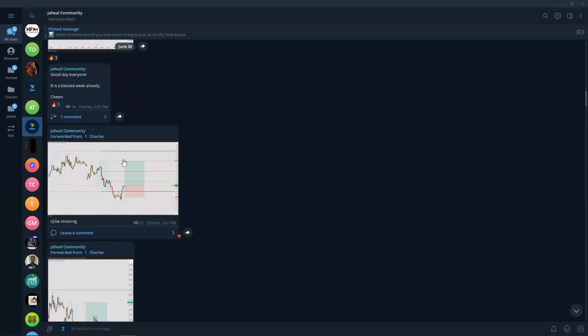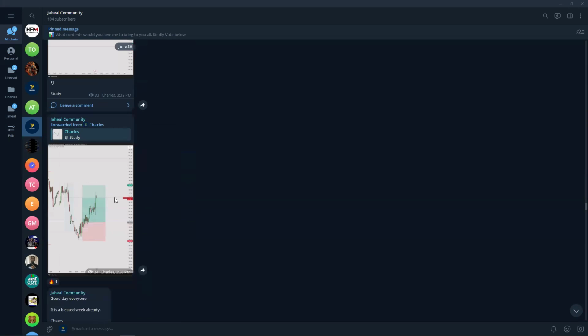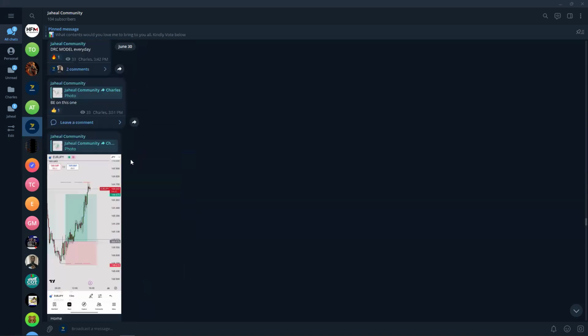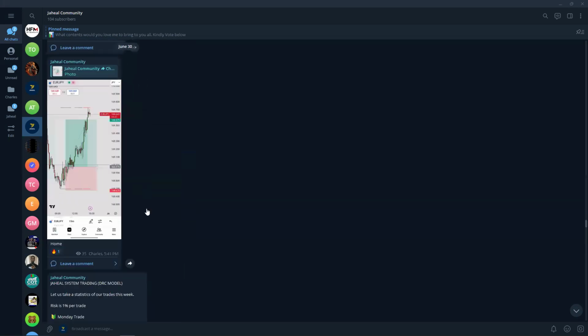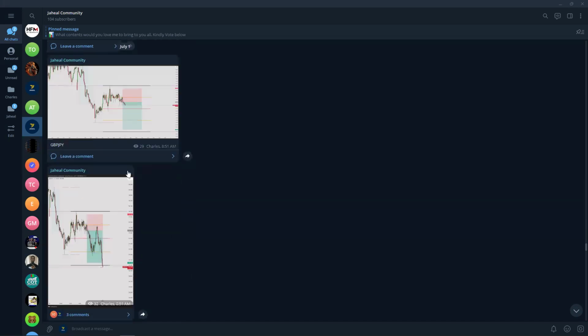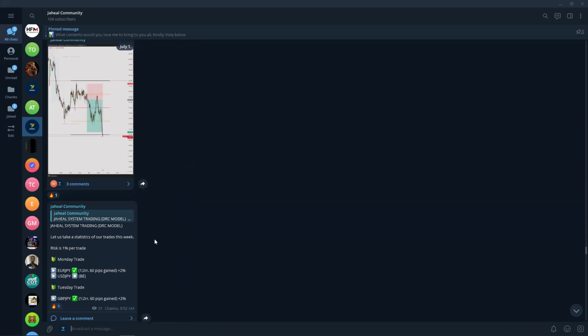Euro JPY first play was this. All right. Then we got this USD JPY play, which ended up as a break even. Then we also got some other plays to the downside. All right. So this trade, and many other trades.